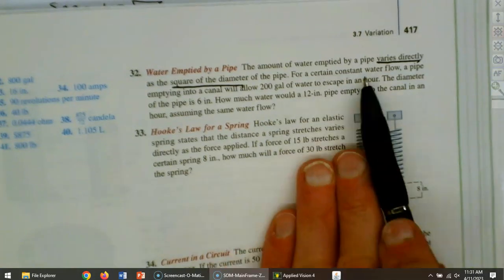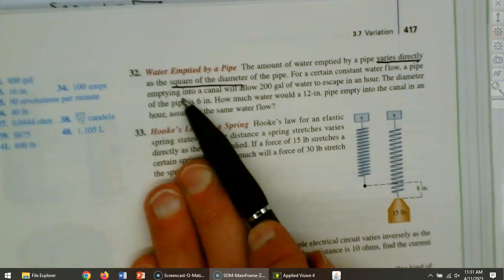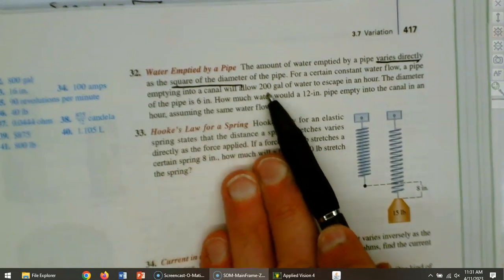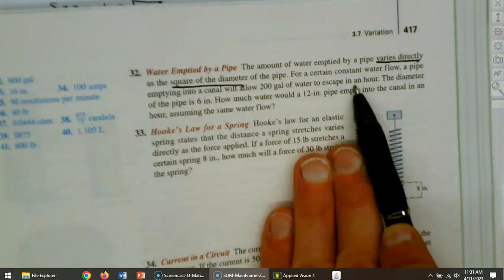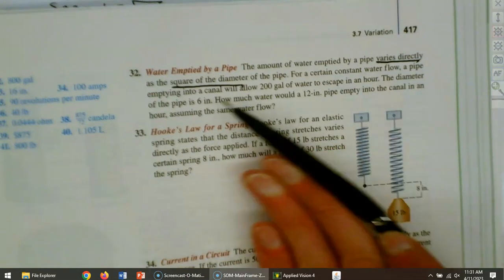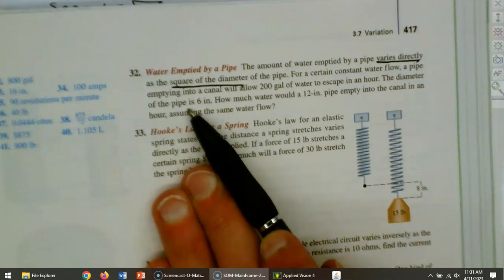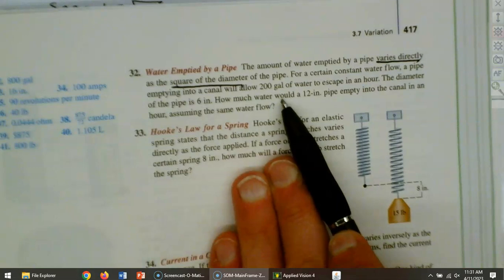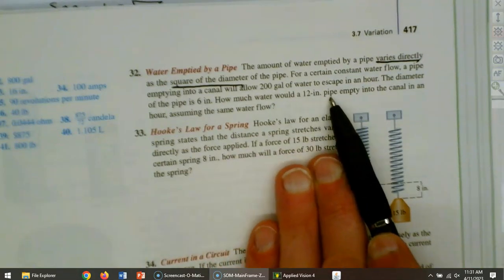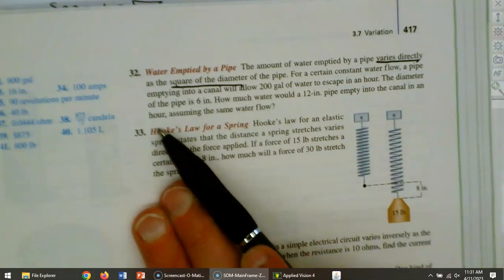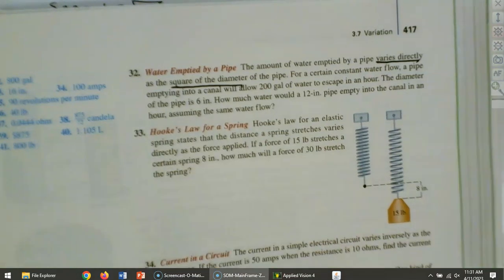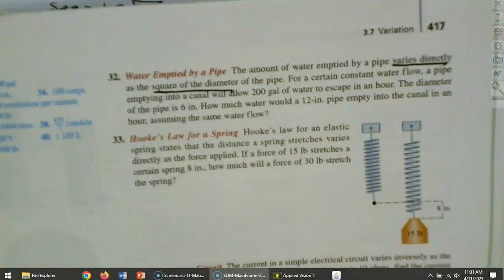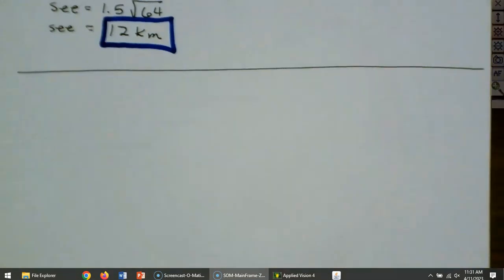For a certain constant flow rate, a pipe emptying into a canal will allow 200 gallons of water to escape in an hour. The diameter of the pipe is 6 inches. How much water would a 12-inch diameter pipe empty into the canal in the same hour? We're going to assume the same flow rate. So what does our formula look like here? Direct variation to a power. In this case, it's direct variation to the square.